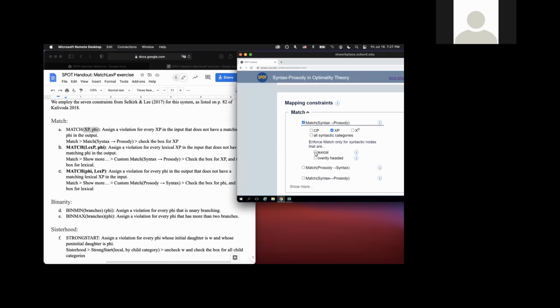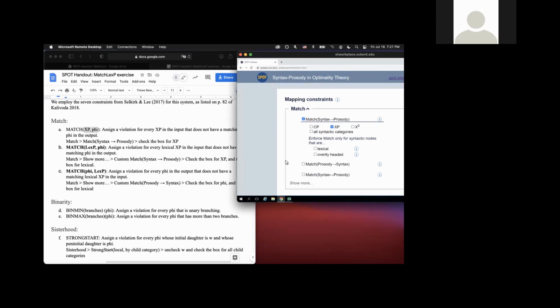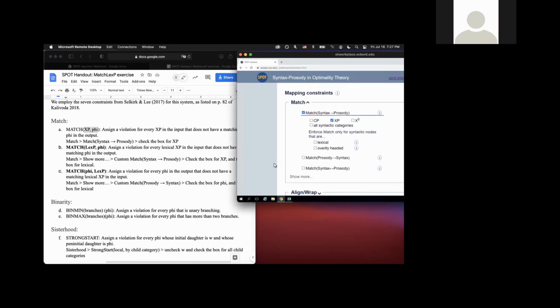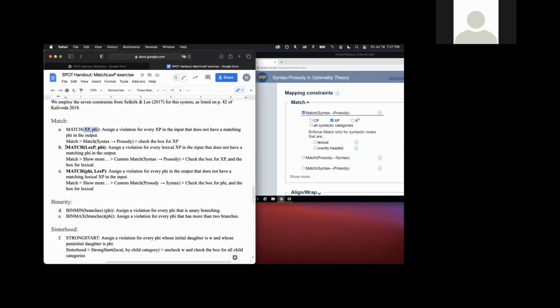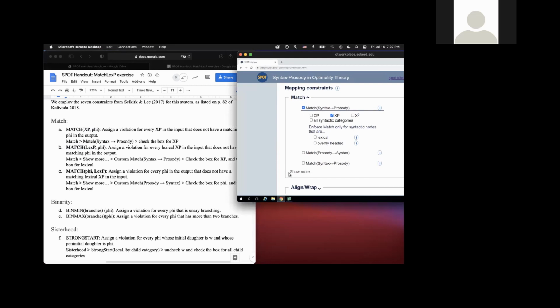You'll also see that there's an option to make it so that we only look at lexical phrases. But for now, we're not going to check that because we're going to create a custom match constraint instead to look at lexical XPs. Following Halvoda's analysis, we're going to include both the general match, which is this constraint, as well as the lexical match.